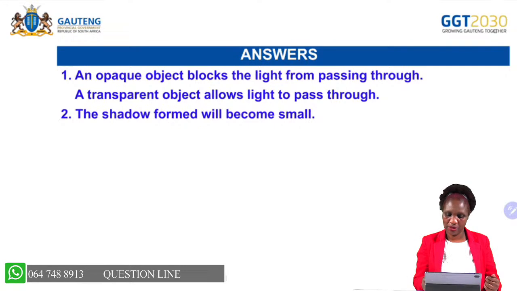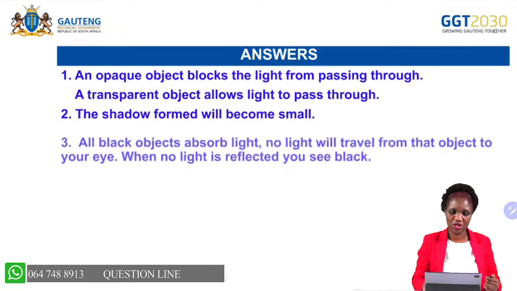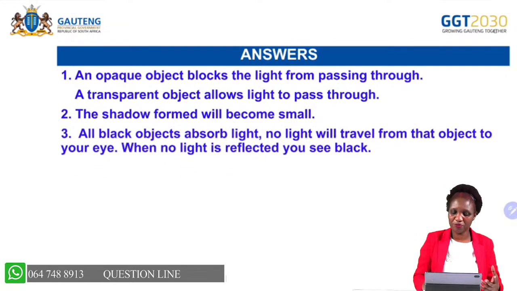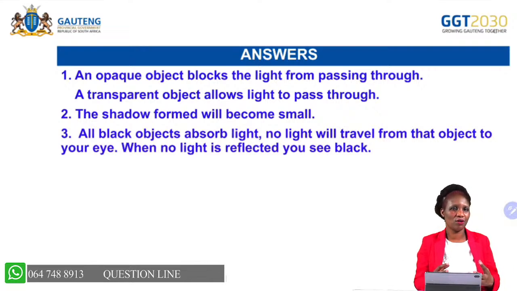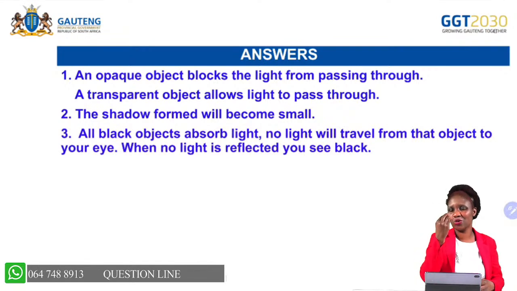Okay. And then let's go to 3. All black objects absorb light. Why are we saying all black objects absorb light? It is because there is no light that is being reflected to our eyes.